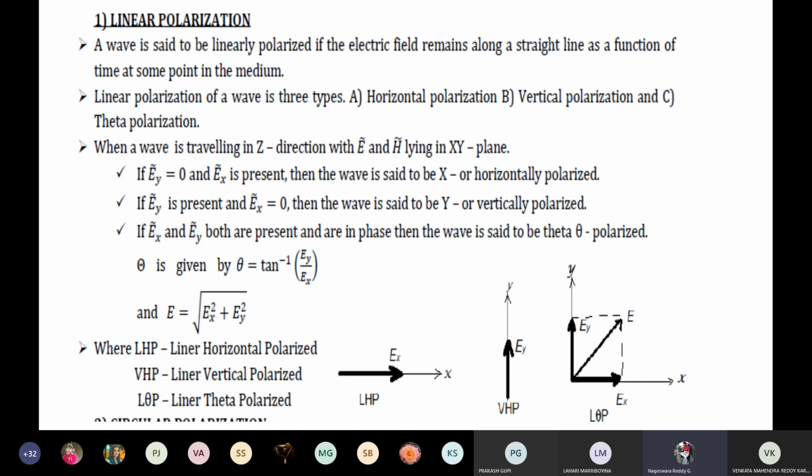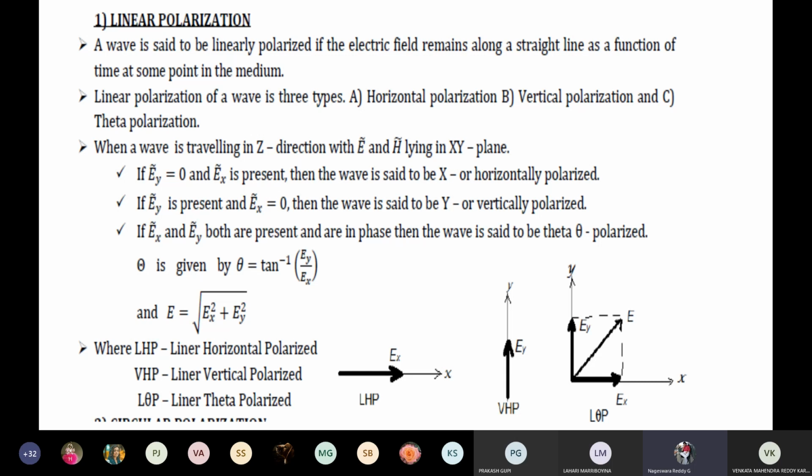You can observe in the diagram, that is Ex and Ey horizontal polarization. First diagram is the horizontal polarization. Second diagram is the vertical polarization. Third one is the theta polarization.